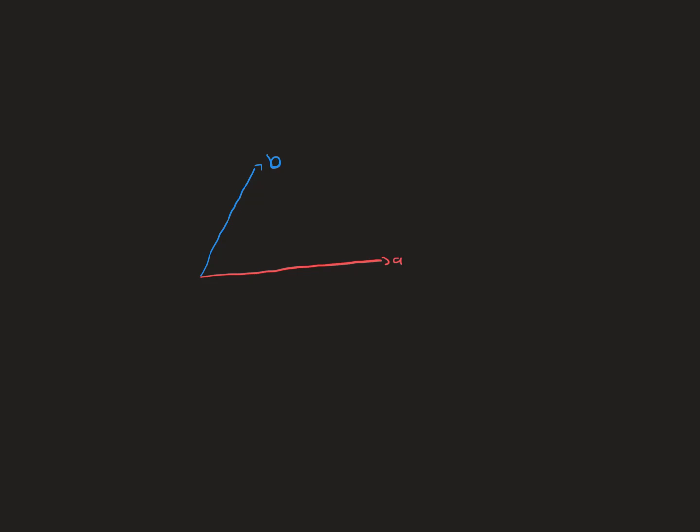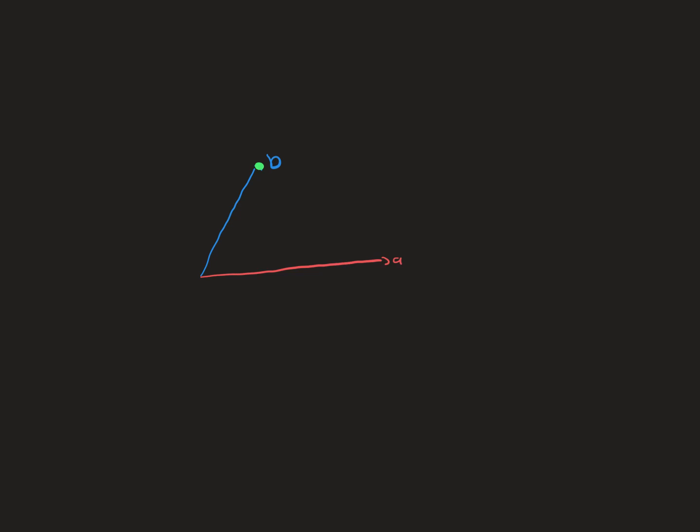Hey guys, today I'm going to go over projections. Let's say I have some vector b, and I'm starting at this point where vector b ends. What is the closest way I can get to any point on vector a from this point on vector b?